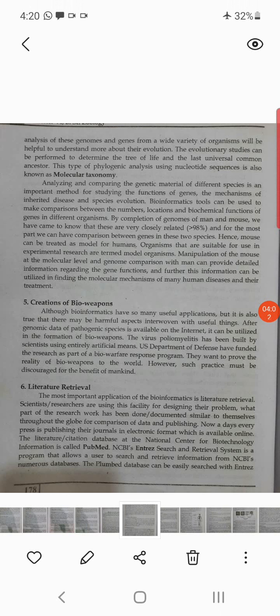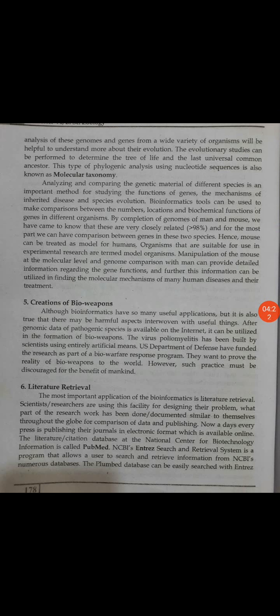Then literature retrieval. The most important application of bioinformatics is literature retrieval. Scientists and researchers use the facility for designing their problem, checking what part of research work has been done and documented throughout the globe, for the comparison of data and publishing. So they use this data for their research.